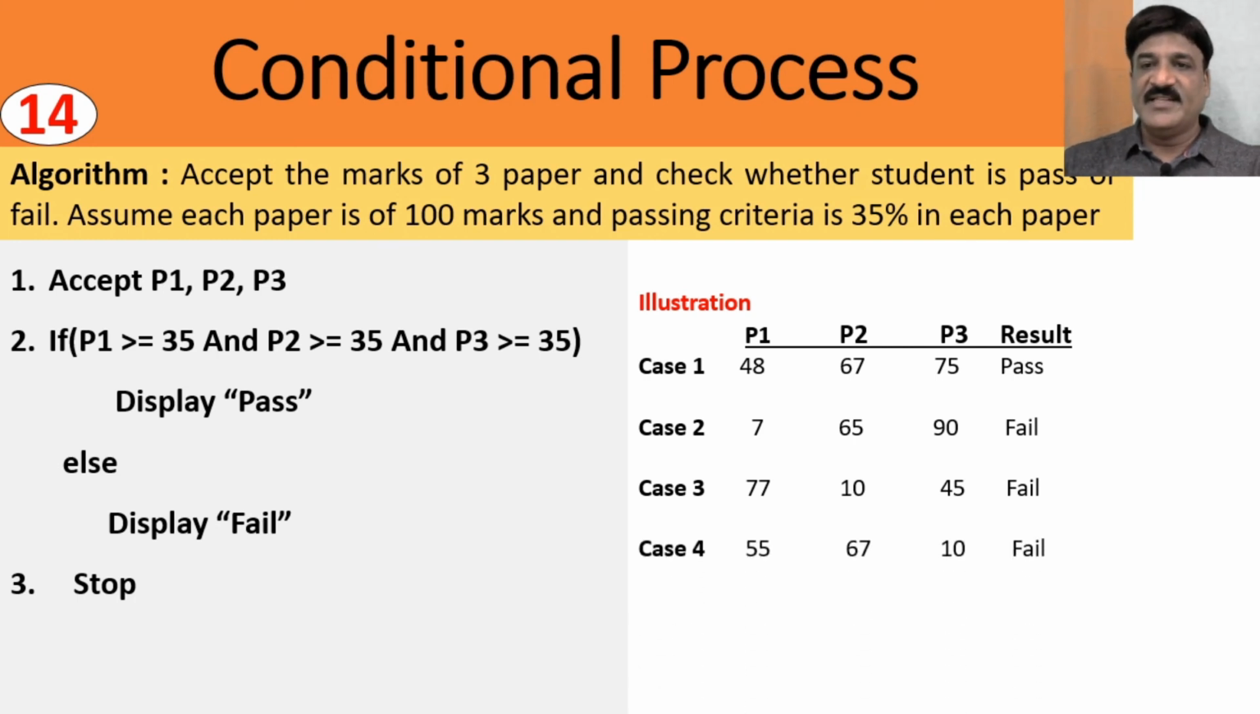Now take the last case. 55 is greater than 35? Yes. 67 is greater than 35? Yes. 10 is greater than 35? No. First two conditions are true, but not the third one. It means again overall result will be what? False, and hence result will be what? Fail.